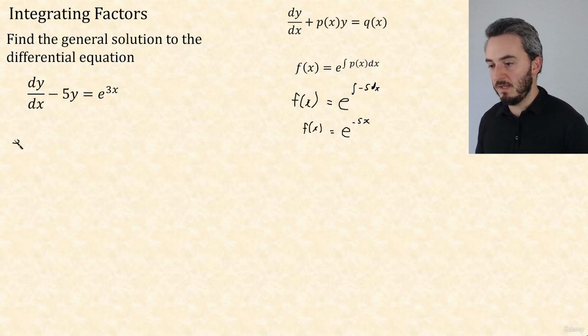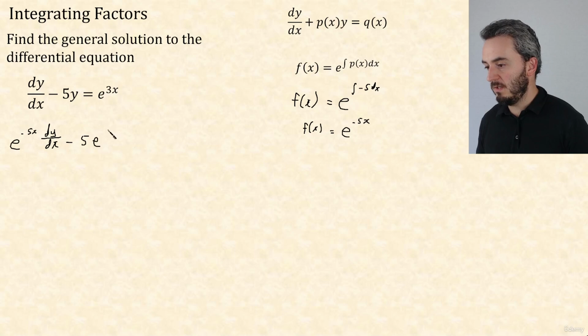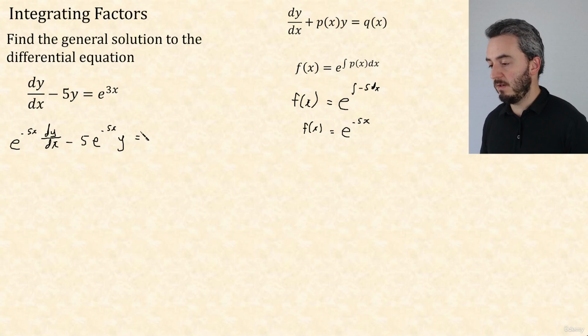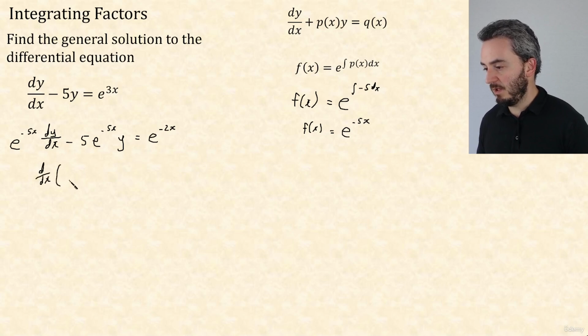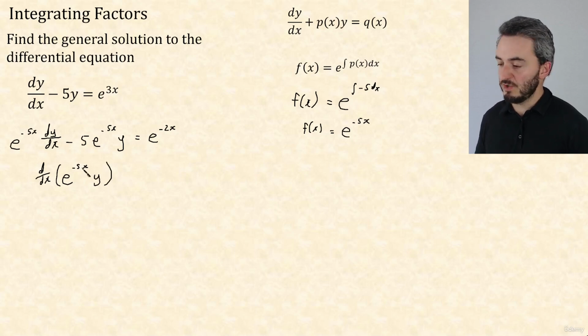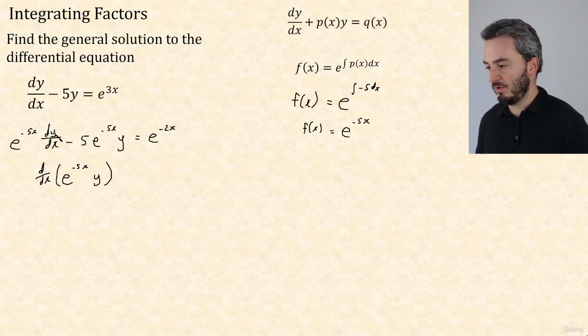Multiply through by that, and we get e to the minus 5x dy by dx minus 5e to the minus 5x y equals, multiplying e to the 3x by e to the minus 5x, e to the minus 2x. This is the derivative of e to the minus 5x y. You can do a quick check. u v dash, yes. v u dash, yep, the derivative of e to the minus 5x is minus 5e to the minus 5x.